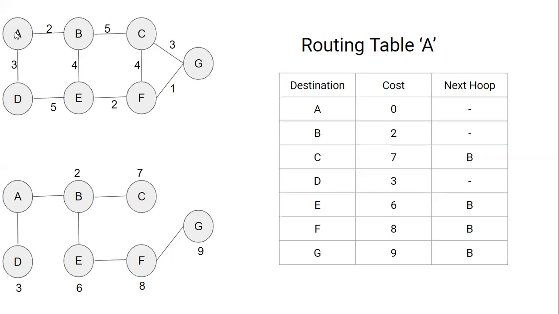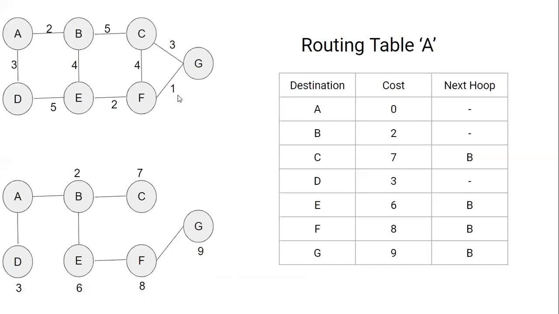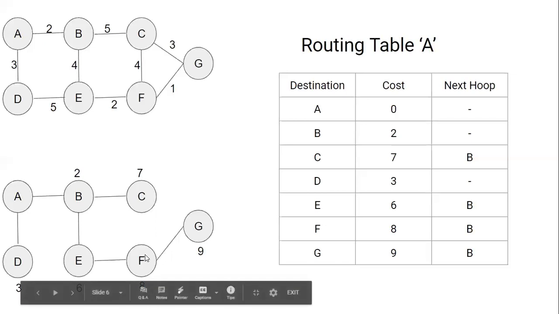We will be traveling from A to C is 7, we already know. 7 plus 3 is how much? 10. So this is one way to travel, and one more way, A to F, is already here, 8. We have written here 8. So 8 plus 1 is 9. So among these two, which one is greater, either 9 or 10? So obviously 9 is the least one. So we will be traveling from F to G.